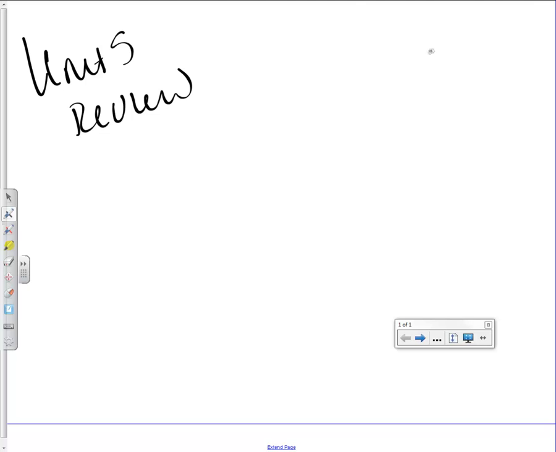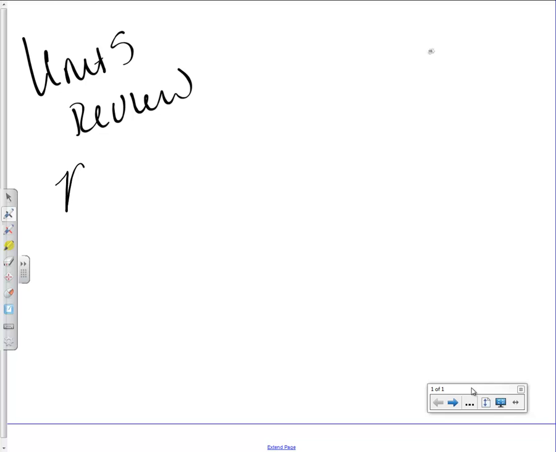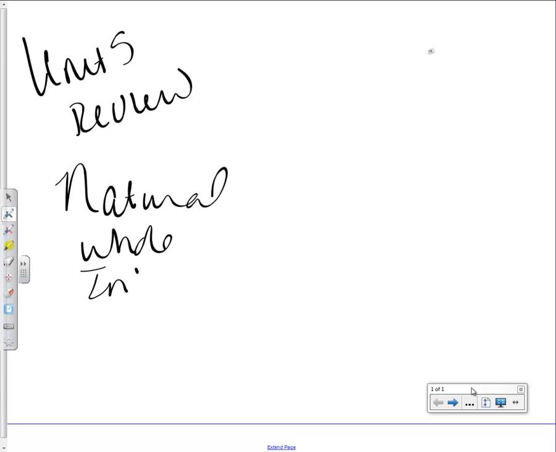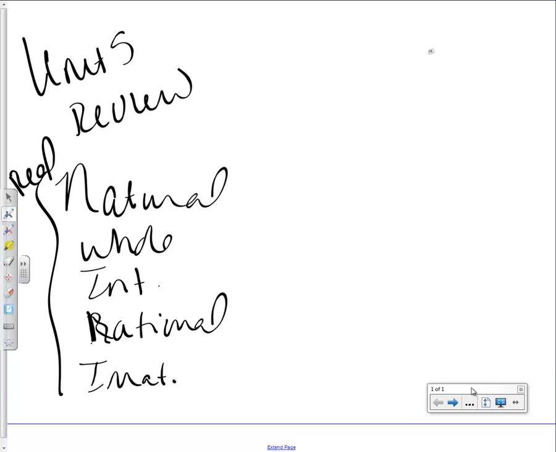So the first thing that we want to do is make sure that we can answer examples of natural, whole number, integers, rational, that's an R, and irrational numbers. I want you to realize that all of these are real numbers, all of them. So natural numbers are just our counting numbers: 1, 2, 3, 4, 5, and so on. Whole numbers are 0 and our counting numbers.